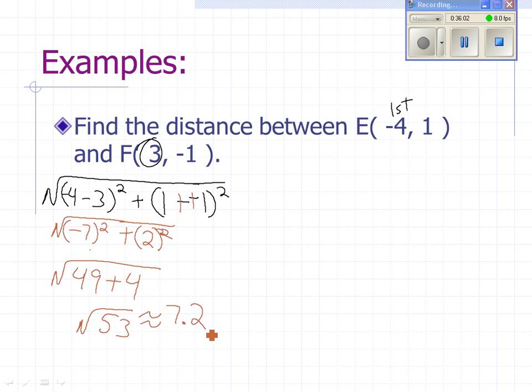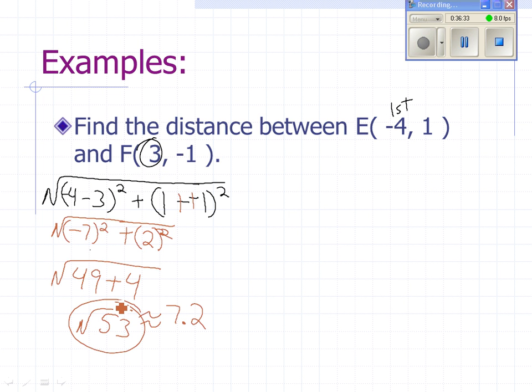Another thing that you might want to write down in your notes, since we're using the distance formula, 53 is not a perfect square number. It's not going to come out even. Sierra used her calculator to figure out what the square root of 53 was. If you leave your answer that way, just the square root of 53, that's an acceptable answer. So even if you don't have a calculator, you can leave it that way.